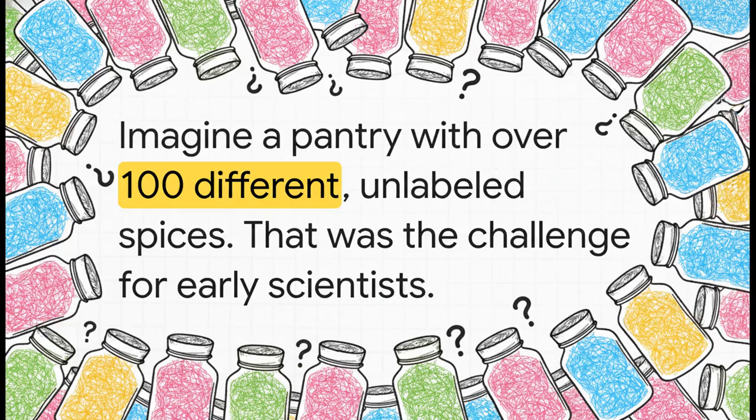Okay, imagine you're trying to cook the most complex meal ever, but your kitchen pantry has over 100 different ingredients, and none of them have labels. That's kind of the challenge scientists were facing. They had all these elements, but no recipe book, no organization, just a whole lot of chaos.